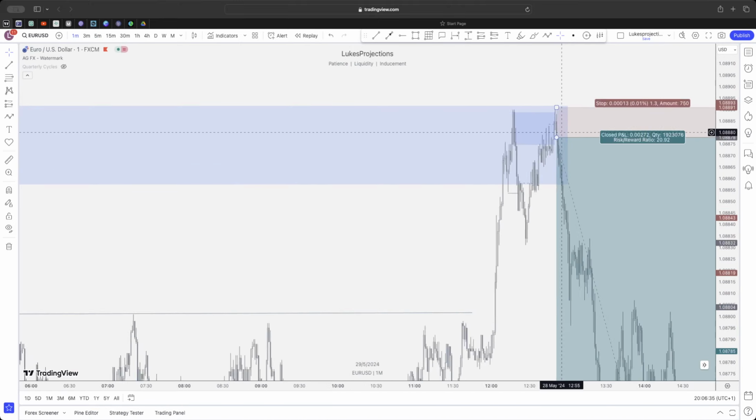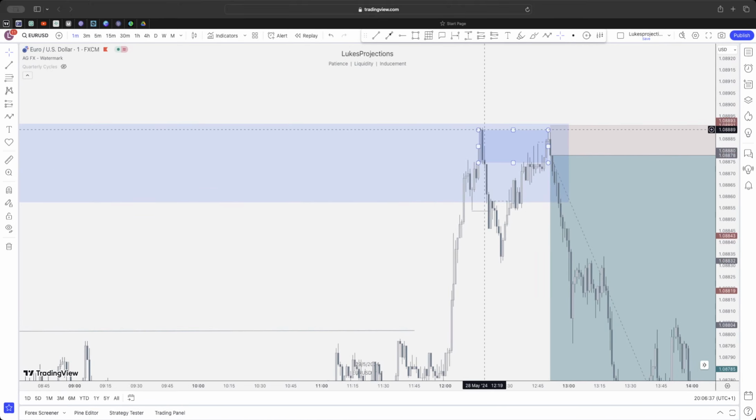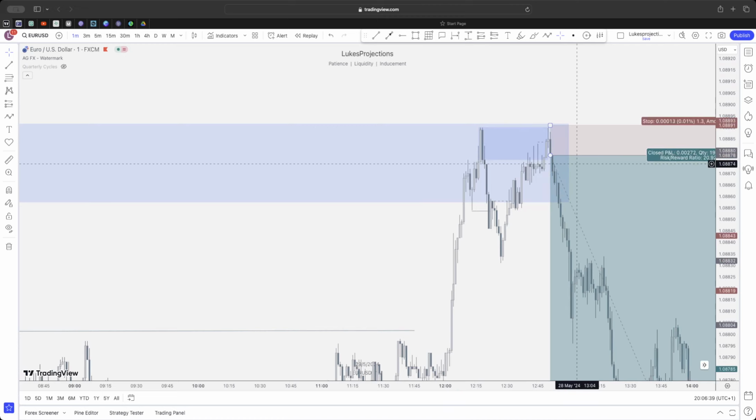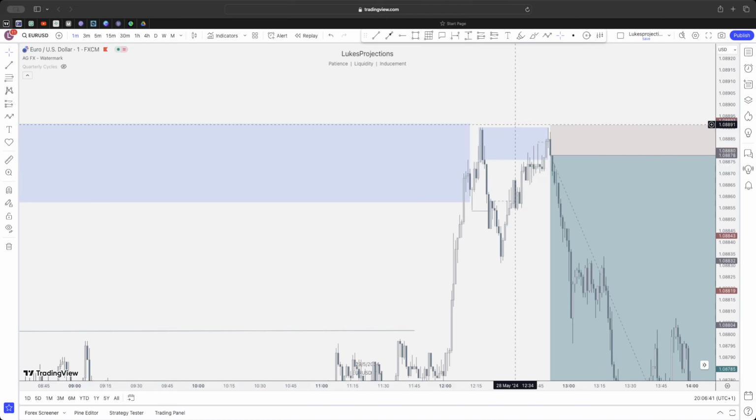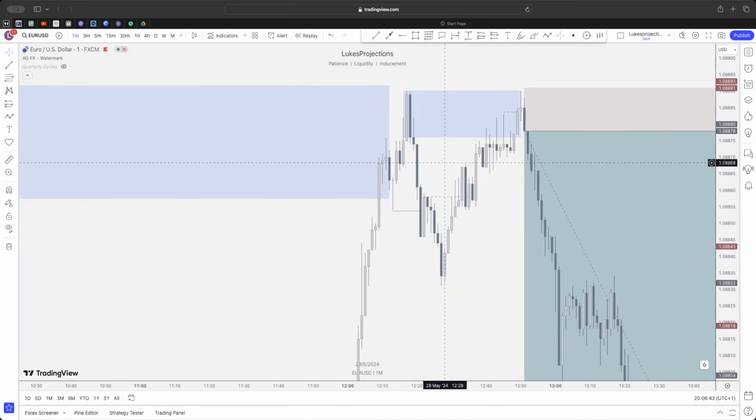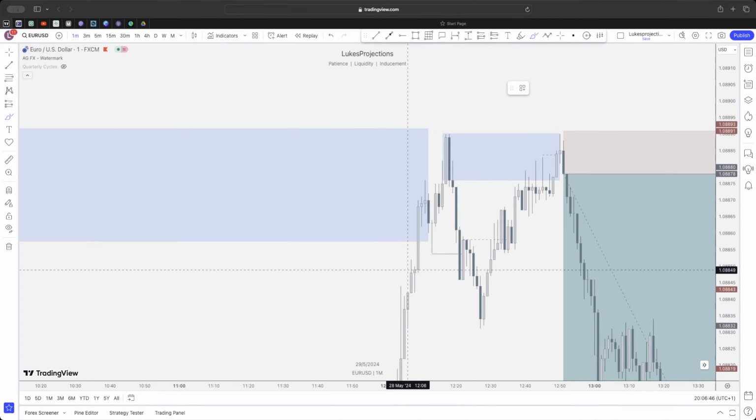So jumping down to the 1 minute, if I draw that accurately, we can see that as soon as it taps into it, price comes up, taps into it, retraces, comes back up, inducing the high, comes down, so it broke that low, creating a new low, and then it left liquidity here before obviously creating the new low.